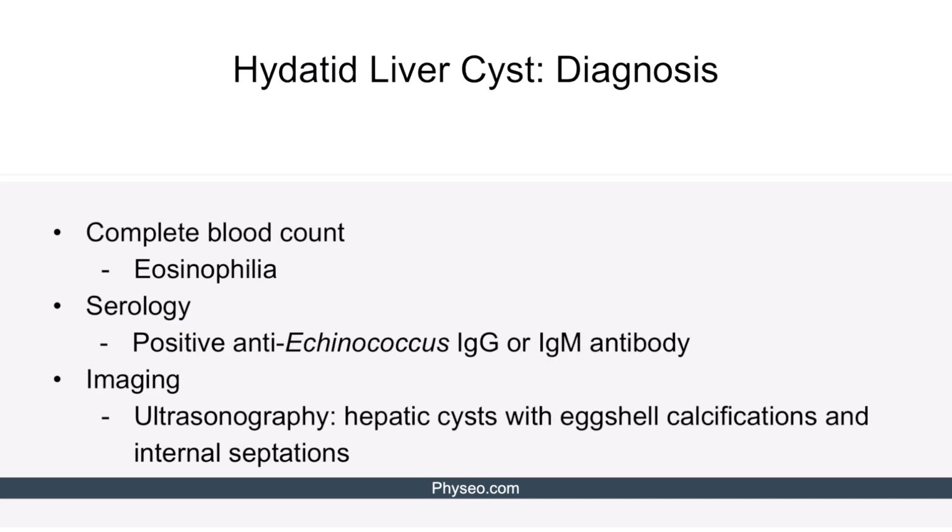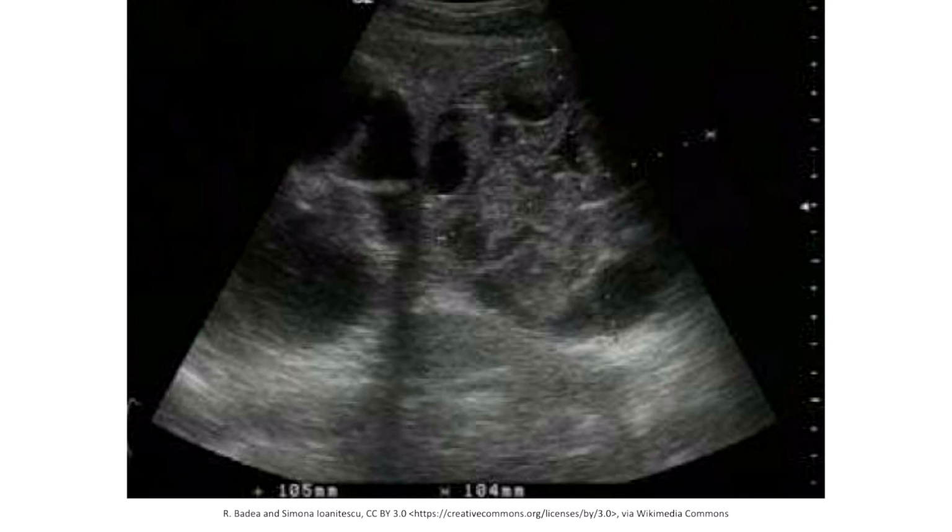Let's talk about the diagnosis now. Since Hydatid liver cysts are caused by parasitic infection, a complete blood count will typically show eosinophilia. This is because eosinophils fight off parasitic infections. Serology may be positive for anti-Echinococcus IgG or IgM antibodies, depending on whether it's a chronic or acute infection. Ultrasonography will reveal hepatic cysts with eggshell calcifications and internal septations.